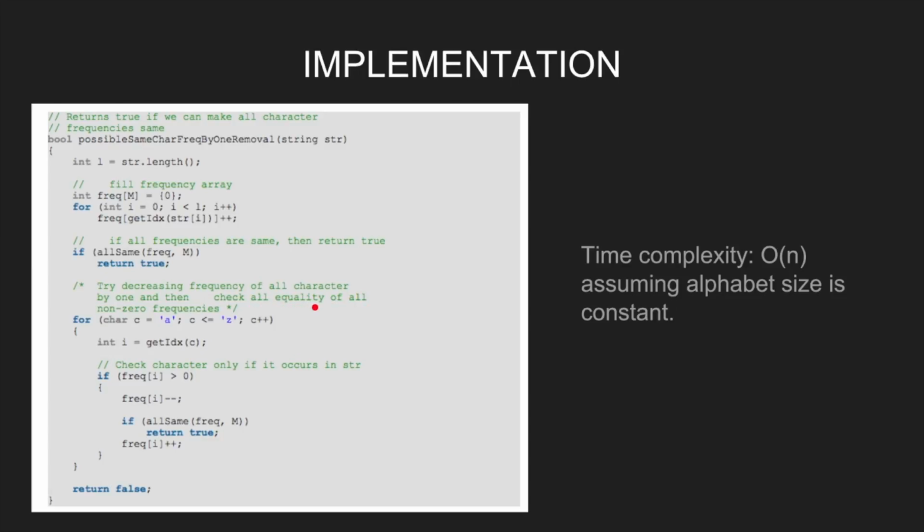We traverse from A to Z, store the index of the character as I, then if the character is present in the string, that is, if frequency of I is greater than 0, reduce its frequency by 1. Then for this new frequency array, if allSame function returns true, then we return true, and if not, change the frequency back to its original value by doing frequency[I]++, then check for the next character. Finally, return false if it is not possible for any character.